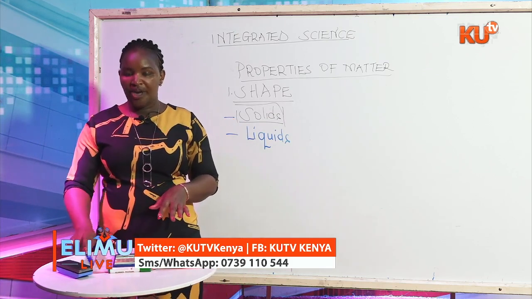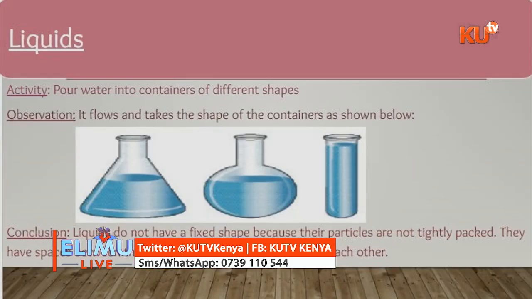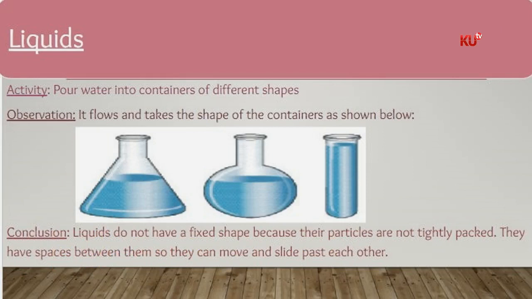Now, when you take a liquid, for example, water, and in this one I would prefer you use colored water so that you're able to see, you pour that water into containers of different shapes. For example, you can use a conical flask, a round bottom flask, a test tube, a beaker, a volumetric flask, or your water bottles. I know you have so many water bottles at home and they take all the shapes.